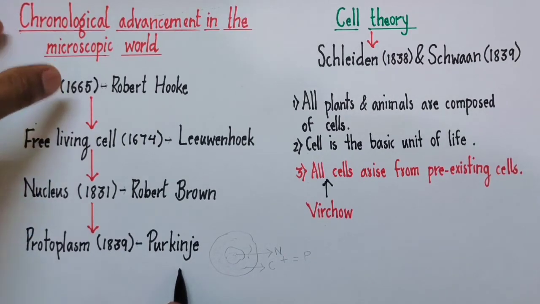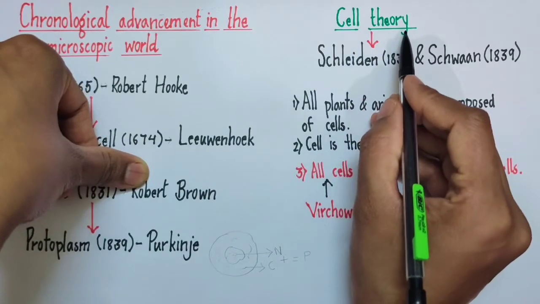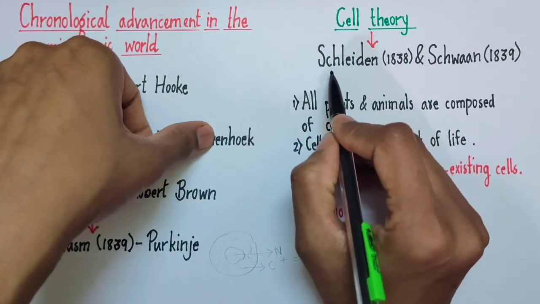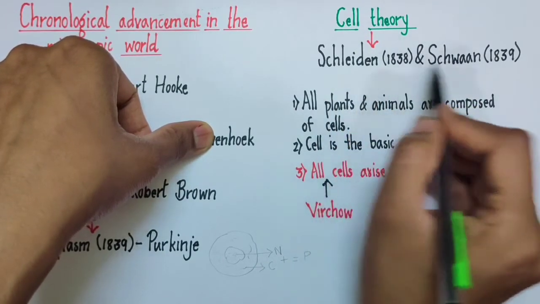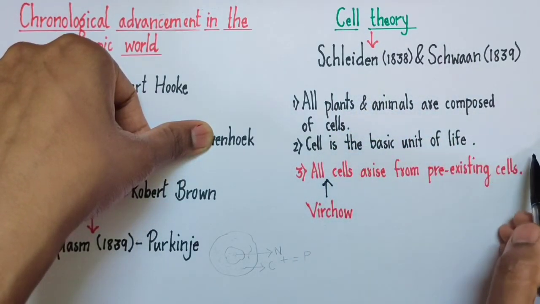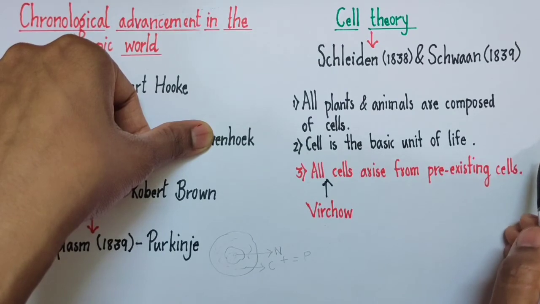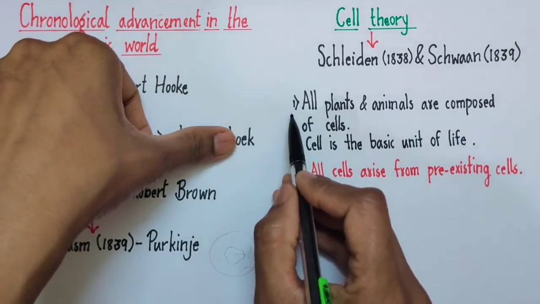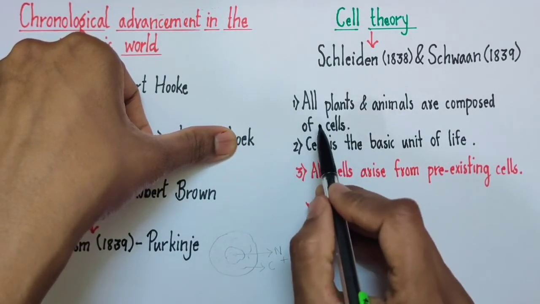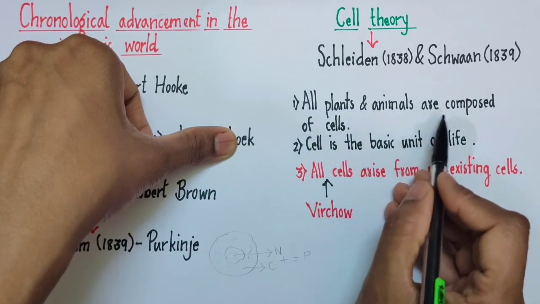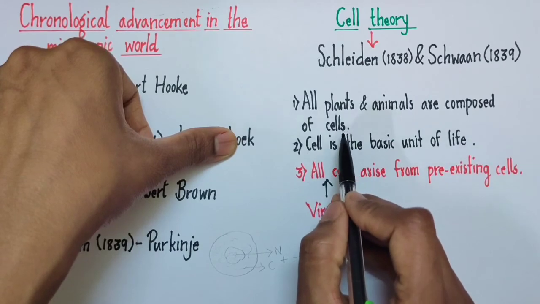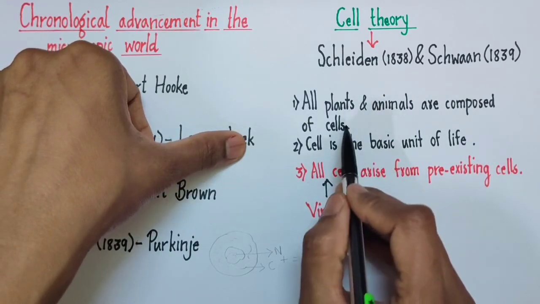Now moving ahead, then we have our cell theory. Okay, so the cell theory was proposed jointly by Schleiden and Schwann. Actually, these both scientists were working independently and they came up with the same set of observations. So they proposed the cell theory, and the first important point which they said was all plants and animals are composed of cells. That is, the body of all the living organisms is made up of cells. So this was the first point in their cell theory.